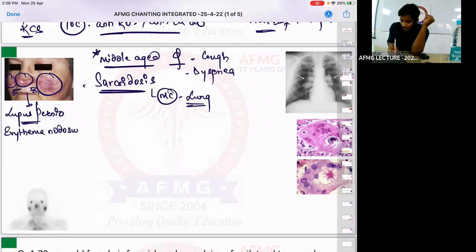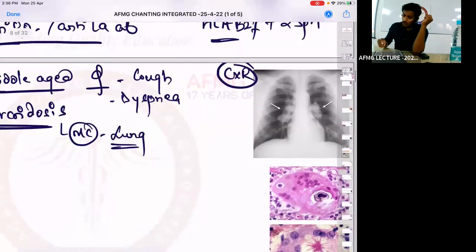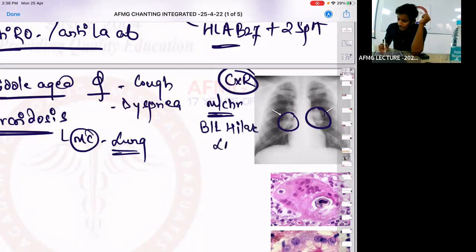The second skin manifestation is erythema nodosum. Then if she is complaining of cough and dyspnea, first line investigation is obviously the chest X-ray. What is seen on chest X-ray? The classical finding, or the most characteristic finding of sarcoidosis, is bilateral hilar lymphadenopathy.